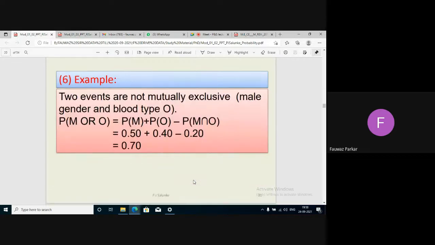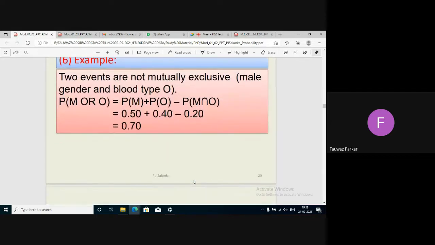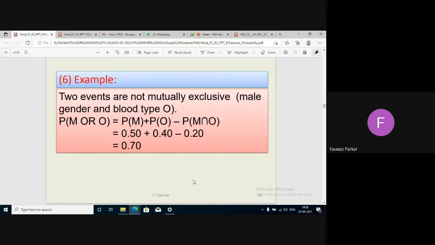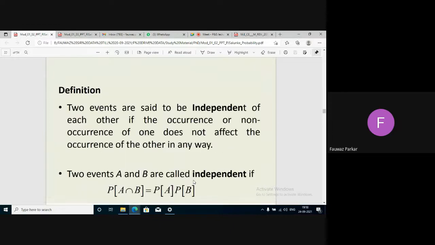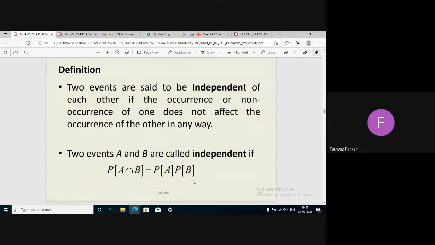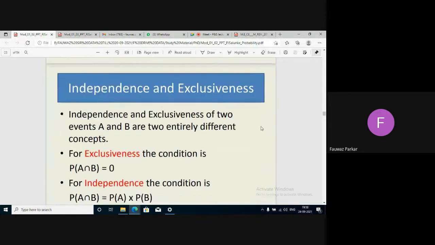Really, many examples are there. I'll just share this PPT with you. You can go through it, because if we go on discussing all examples it will take a lot of time. So again, independent events, as we have discussed: two events are said to be independent if the occurrence or non-occurrence of one does not affect the occurrence of another.